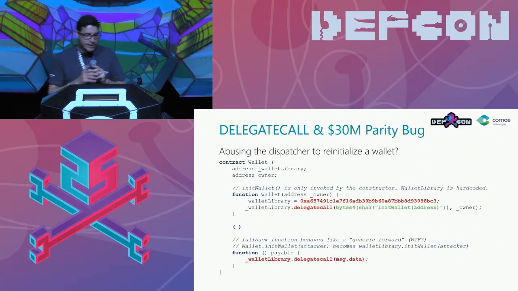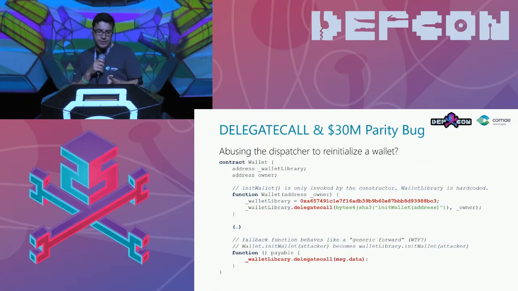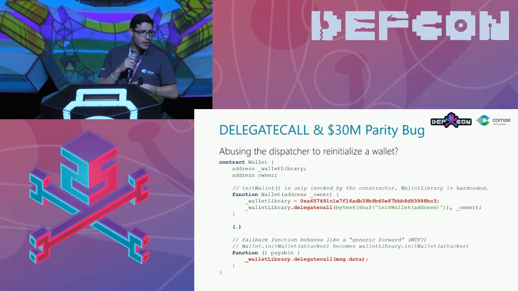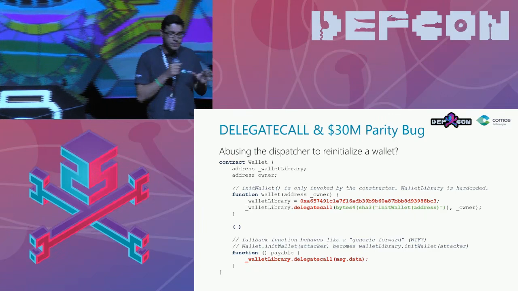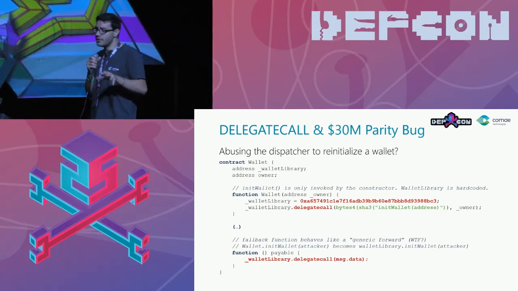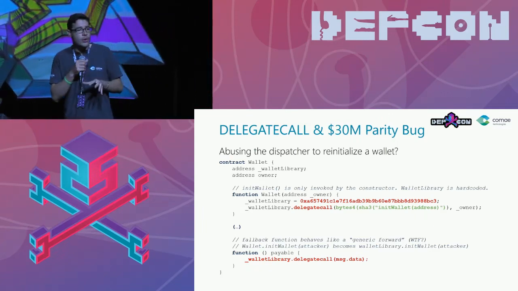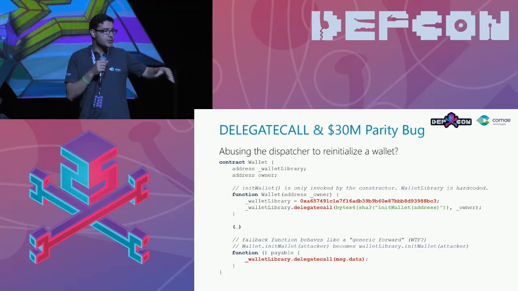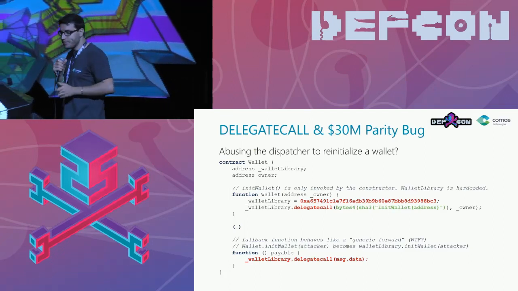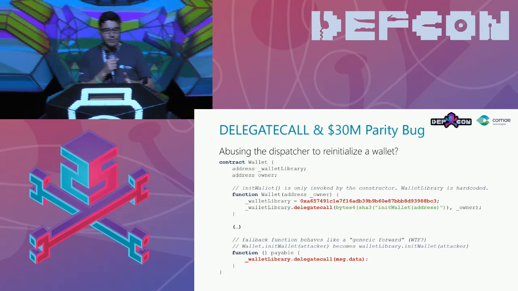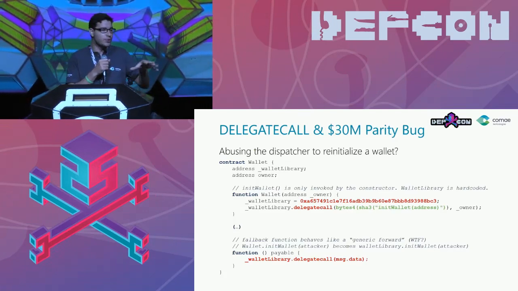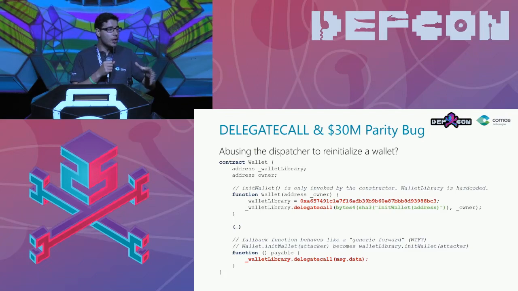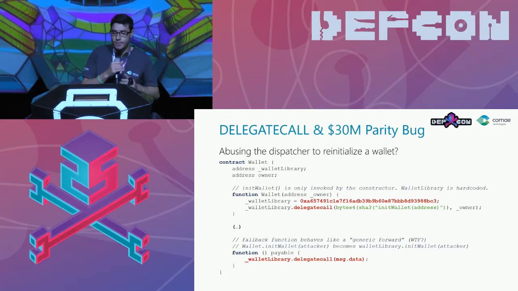If we look at the bug I was mentioning before, this is the Parity bug that happened about a week ago. Remember when I was talking before, there are different types of call. You have a call and a delegate call. They allow you to call a third-party contract. And in some cases, you have a fallback function that allows you to execute code if a method is unknown.